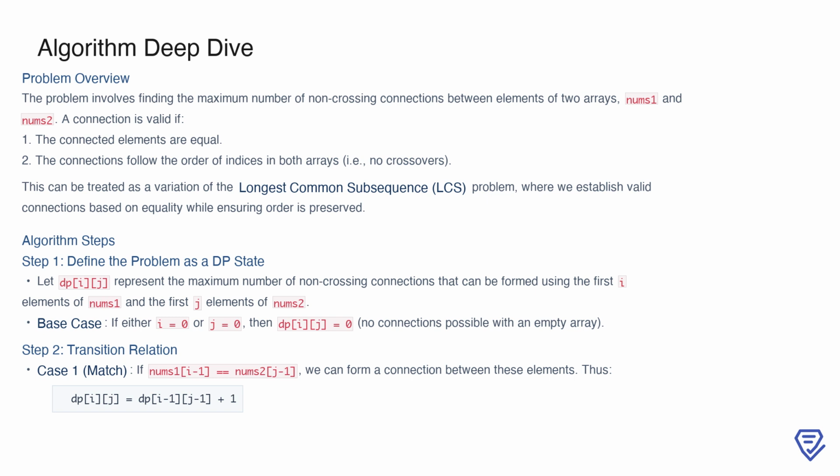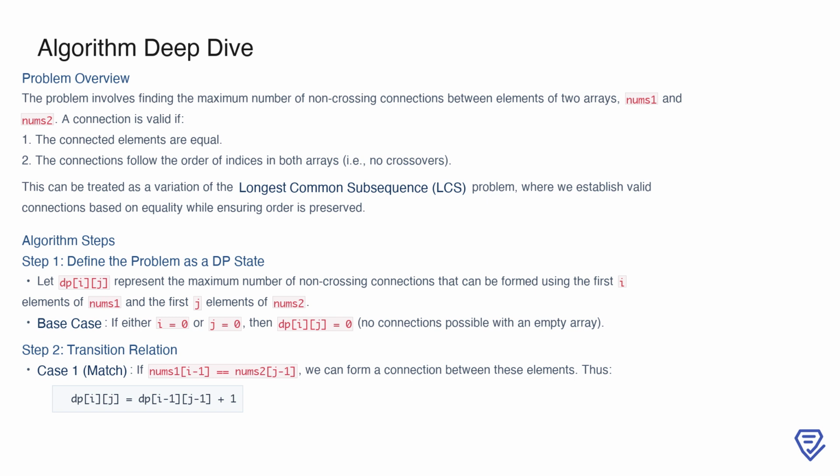To solve this, we define a dynamic programming state. Specifically, let dp[i][j] represent the maximum number of connections that can be formed using the first i elements of nums1 and the first j elements of nums2. For the base case, if either i equals 0 or j equals 0, the result is 0 because no connections are possible when one of the arrays is empty.